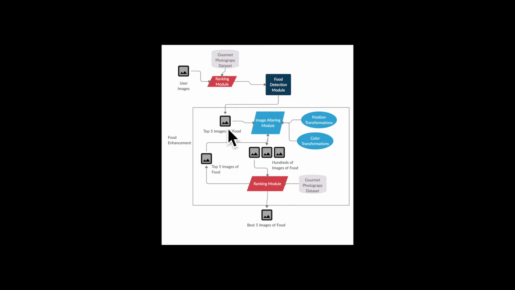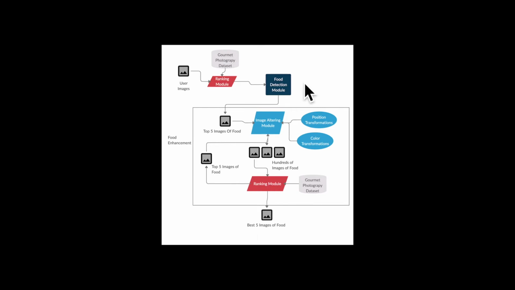The 5 images, together with their locations, are passed to the food enhancement module, where the image altering module is applying position transformations and color transformations that are intended to make the image look better. 300 images after each iteration are passed back to the ranking module, which picks the top 5 processes and passes them back to the image altering module. This is repeated until all the image processing combinations are exhausted, and at the end, the ranking module picks the top 5 images and returns them to the user.